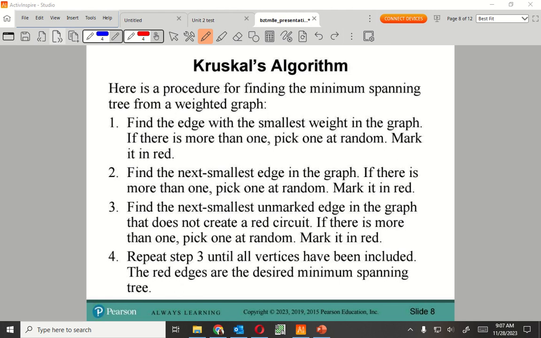I picked the next smallest one. Okay, at random, mark it. Find the next smallest, and keep going until all vertices are connected and I have my correct number of edges.